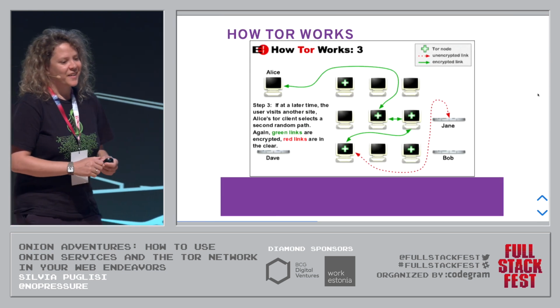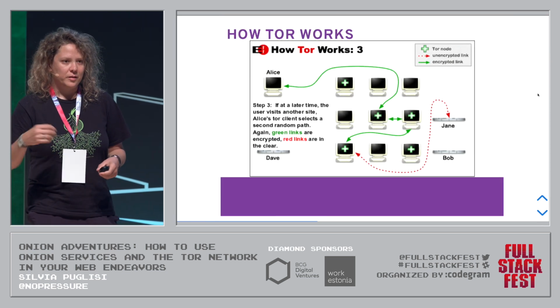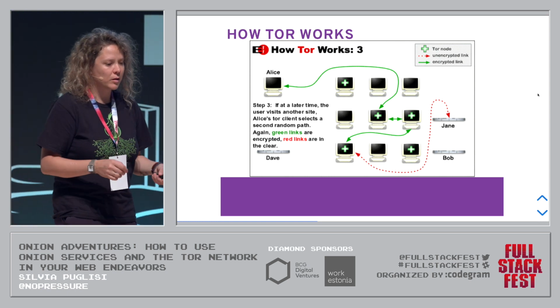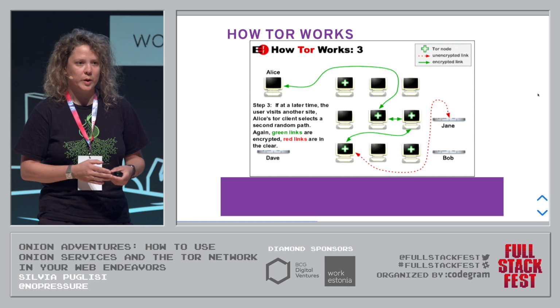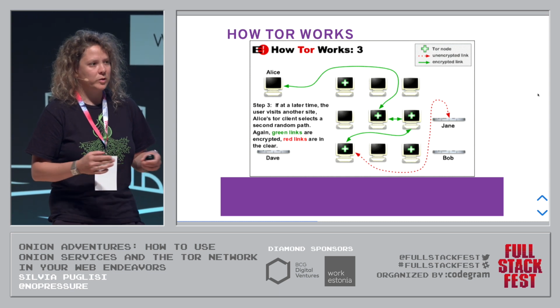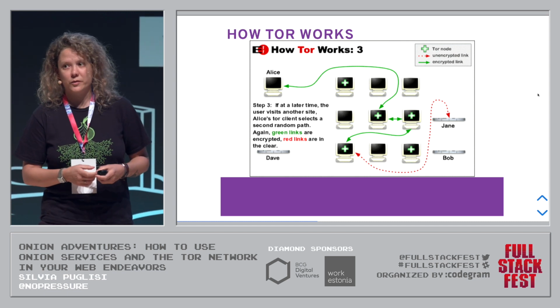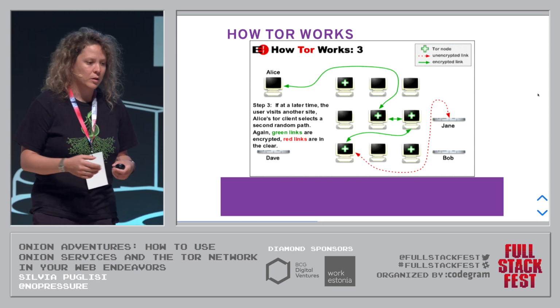Yes. And then if at a later time, Alice wants to visit another website that is called Jane, there will be another secret that is built so that it wouldn't be possible to link the two activities among the website. And this is particularly important for tracking across different websites.